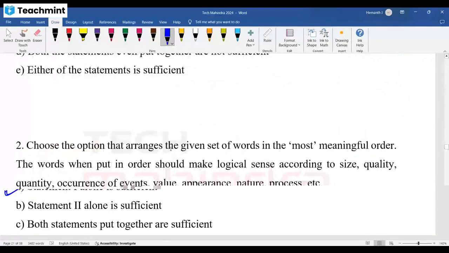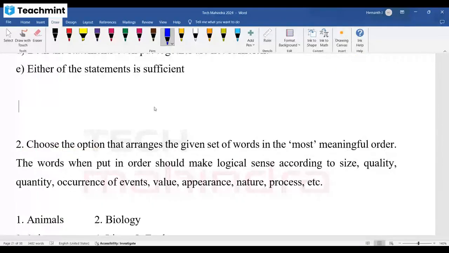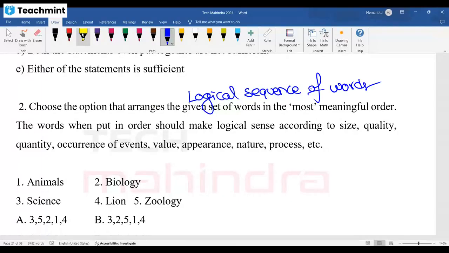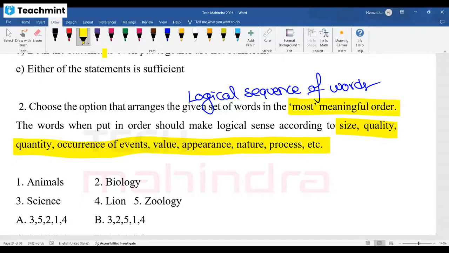And one more like this they are asking. This is logical sequence of words, the most meaningful order you need to go. As per the size, or as per the weight, or as per the process, you can see that they have given in the question. Logical sequence of words, most meaningful order you need to pick. They mention in the question as per the size, quality, process, occurrence of events, nature, most meaningful order.